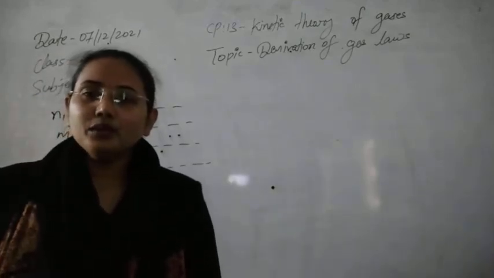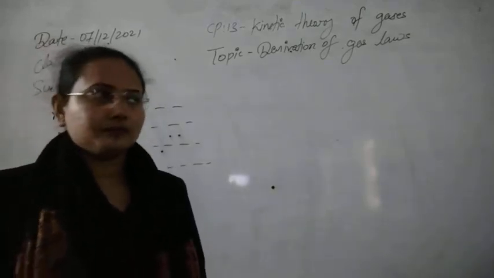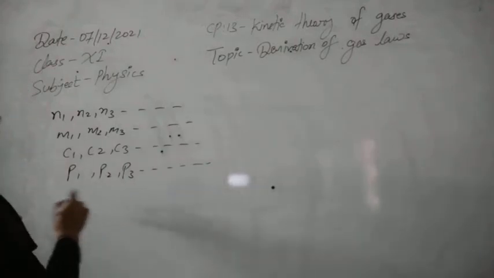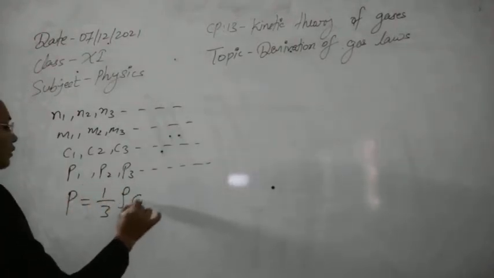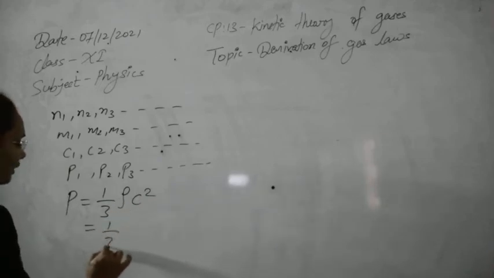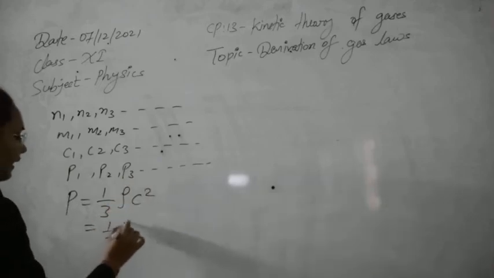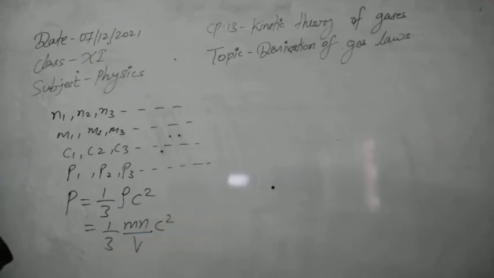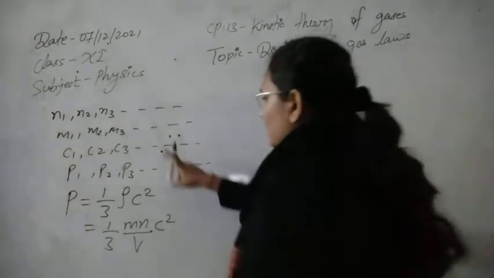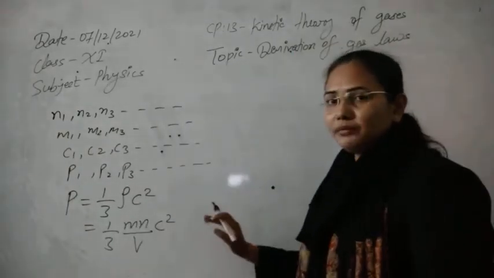Now we can use the equation of pressure exerted by the gas, that was P equal to 1 by 3 rho c square, or we can also write it as M by V, and M can be written as mN, so P equals 1 by 3 mN upon V c square. This equation we have already seen yesterday. So let's use it for each gas.